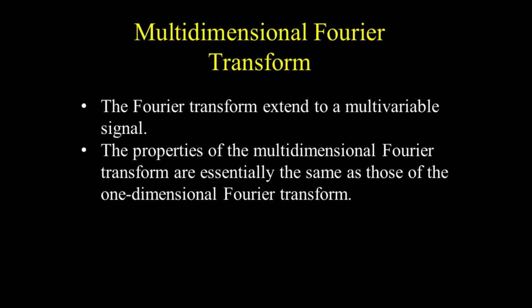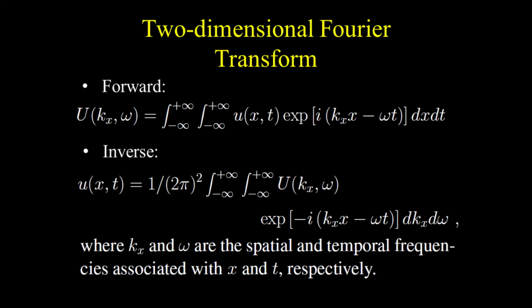The Fourier transform extension to a multivariable signal from the one-dimensional Fourier transform is straightforward. The properties of the two-dimensional Fourier transform are essentially the same as those of the one-dimensional Fourier transform. Here is an example of the two-dimensional forward and inverse Fourier transform for a signal varying in time and space, u(x, t).